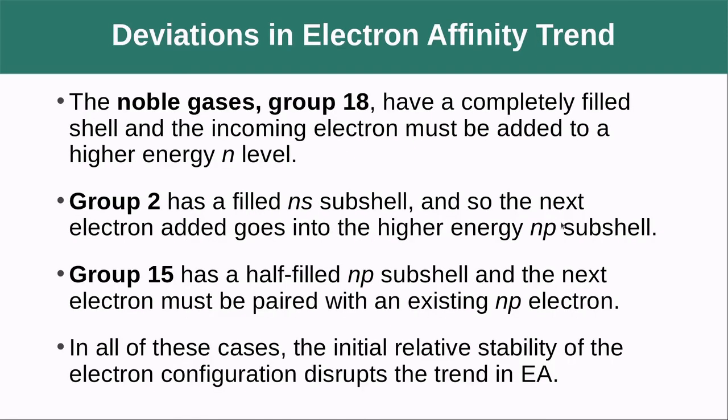There are some deviations. For the noble gases, they have completely filled shells, and so the incoming electron has to be added to a higher principal quantum number, and so they actually have very low electron affinities because they don't want to do that. For group 2, they have the filled ns shell, and so the next one would have to go into a higher energy np shell, so they have lower electron affinities. And the same for group 15, once you have to start pairing off the electrons in those p orbitals.